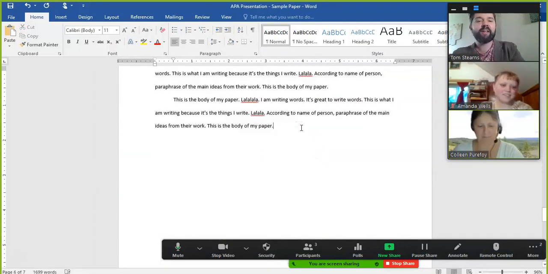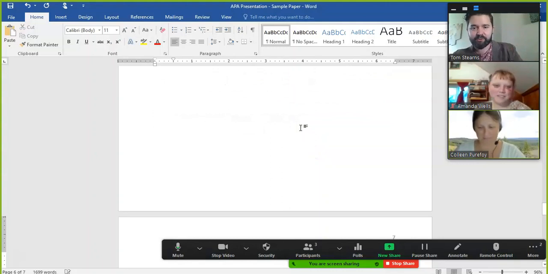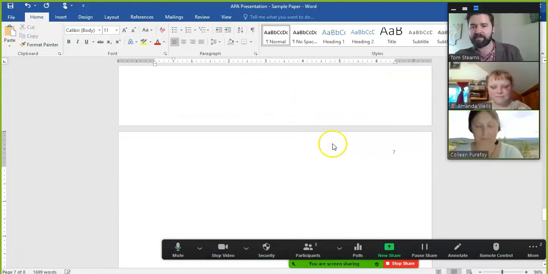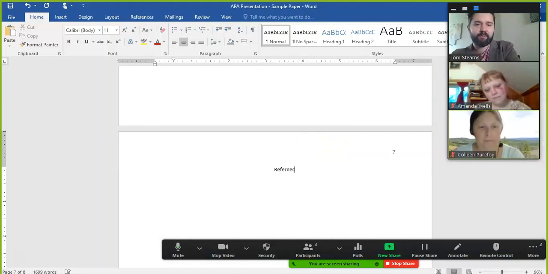All right, so now here's the end of my paper. I'm going to jump to a new page. And now at the top of the page, I'm going to write references, not references, references. There we go. All right. And notice I've got my indent still kind of going on here. I want to make sure I have no indent happening at the beginning.